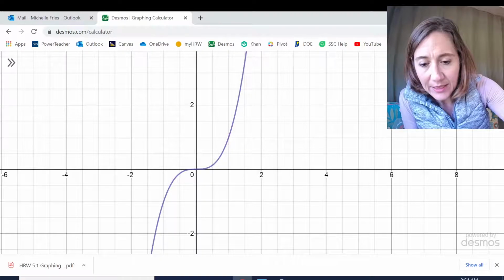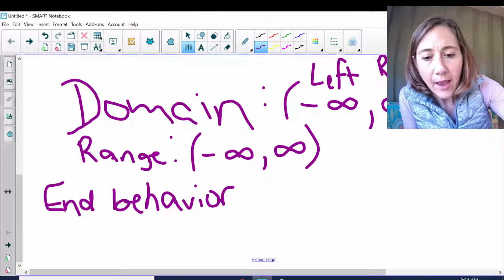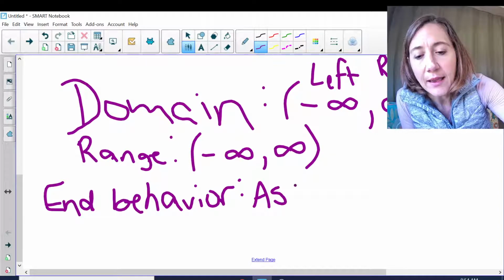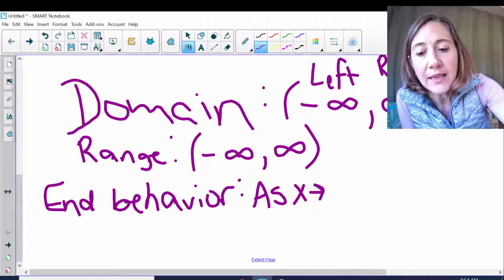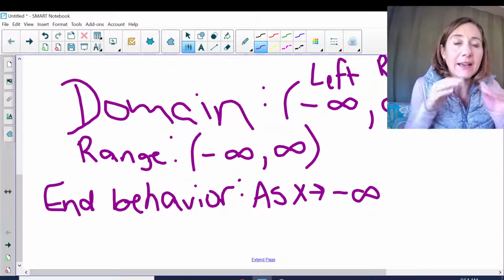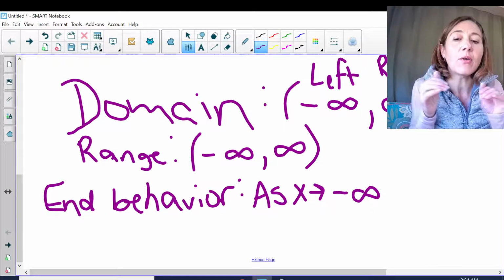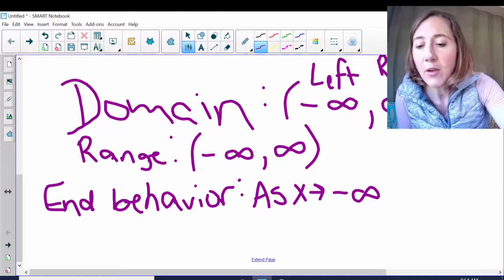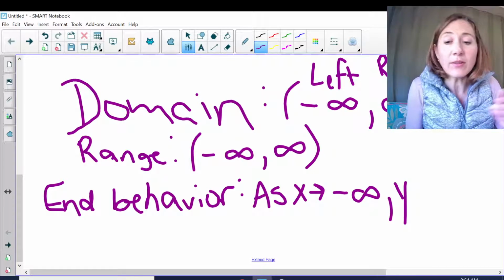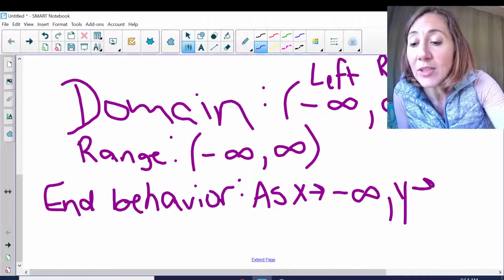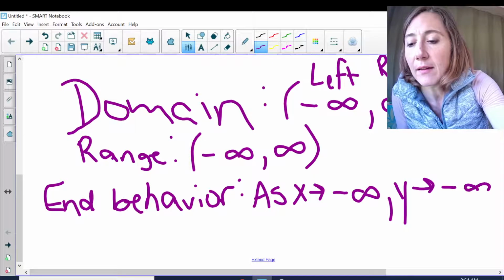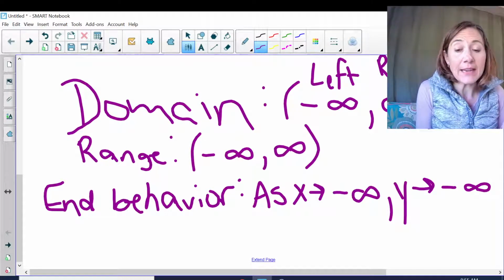Okay, so remember how we say this mathematically? So for the left end, we say as x approaches -infinity, that makes you head to the left. X's go left and right, so negatives go to the left. What do the y's do? They go down. Okay, so the way you say y goes down is you say y approaches -infinity. So there's the left end behavior.